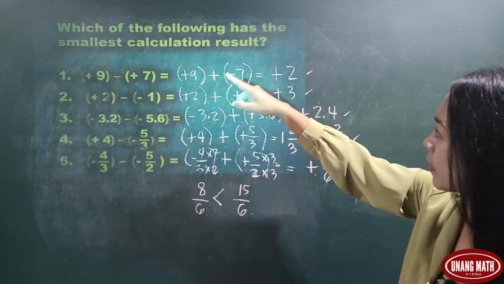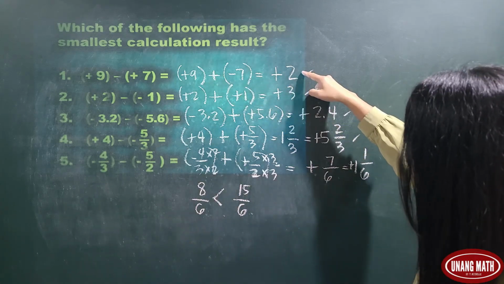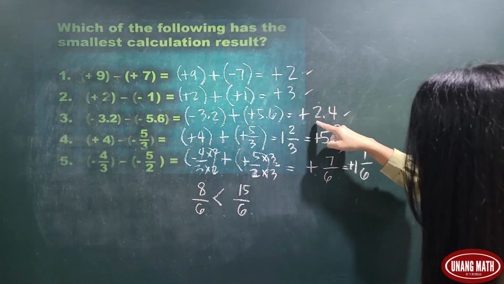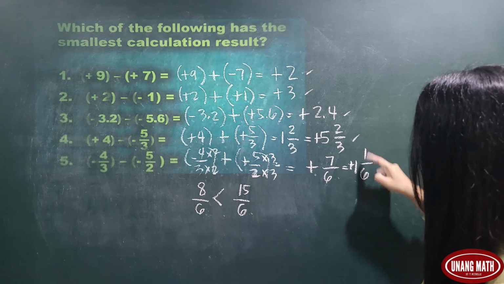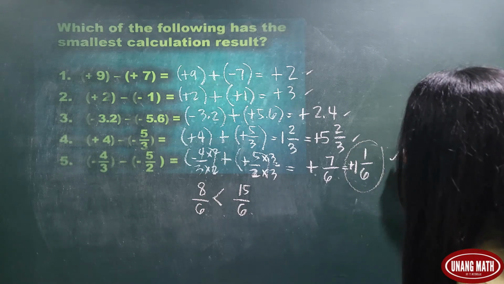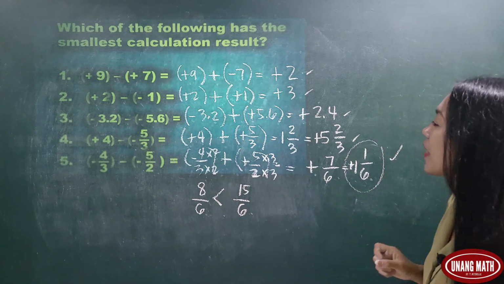So, which of the following has the smallest calculation result? This is positive 2, positive 3, positive 2.4, positive 5 and 2 over 3, and this is positive 1 and 1 over 6. So the smallest is positive 1 and 1 over 6.